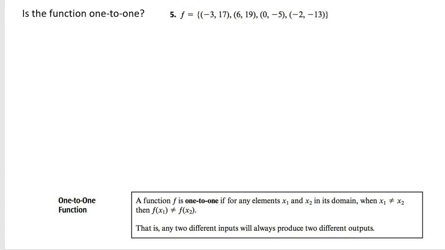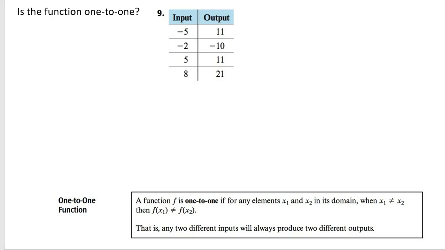Let's try the next one. So first, I always look to see if the output repeats. So I have 17, 19, -5, and -13. So my output does not repeat. So each output has exactly one input. Therefore, this is one-to-one. And our function could be given in a tabular form.